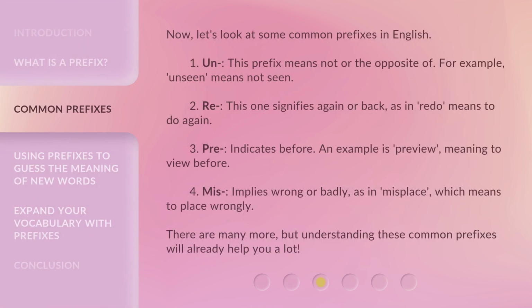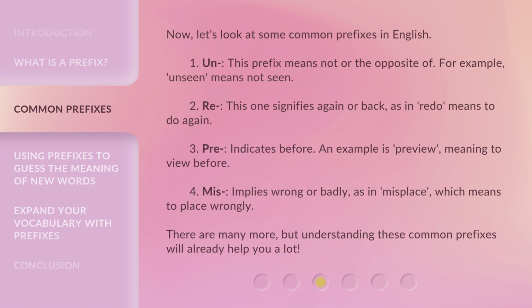Now, let's look at some common prefixes in English. 1. Un. This prefix means not or the opposite of. For example, unseen means not seen. 2. Re. This one signifies again or back, as in, redo, means to do again.